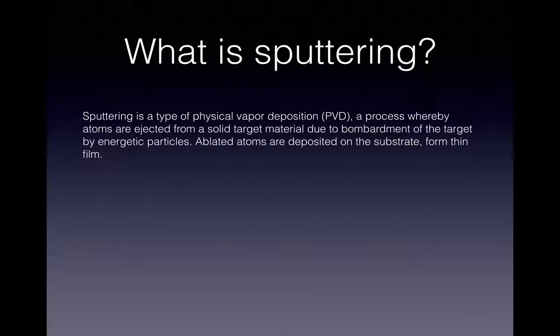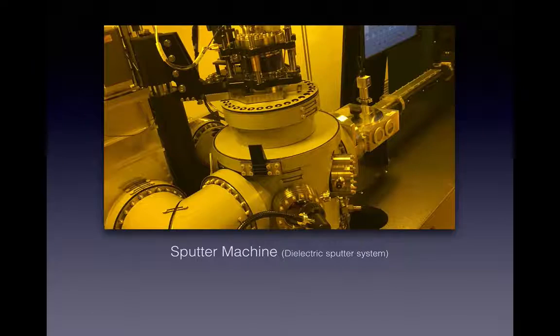So what is sputtering? Sputtering is a type of physical vapor deposition, also known as PVD, a process whereby atoms are ejected from a solid target material due to bombardment of the target by energetic particles. And then the ablated atoms are deposited on the substrate, forming a thin film.